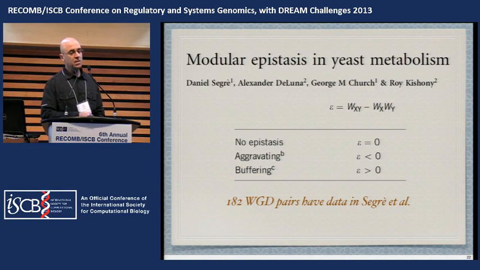Otherwise there's epistasis. It's aggravating if the effect of knocking out both genes is much worse than knocking out each one of them individually, and buffering otherwise. So we use this data, but since they focused only on metabolic genes, the intersection between their data sets and ours dropped down now to 182. So we have 182 WGD pairs that were also reported in that study.